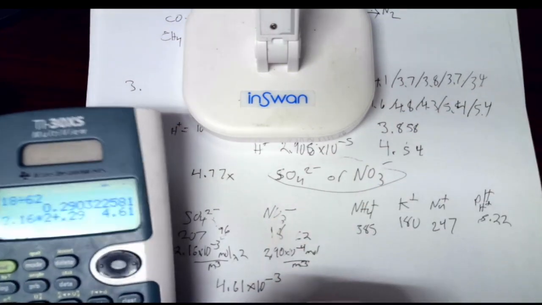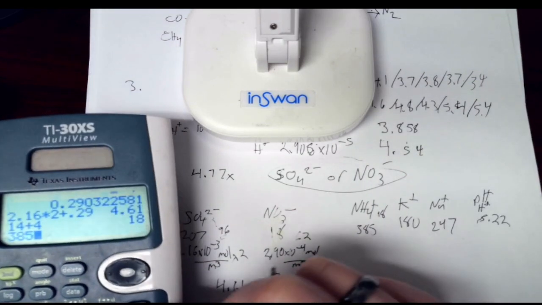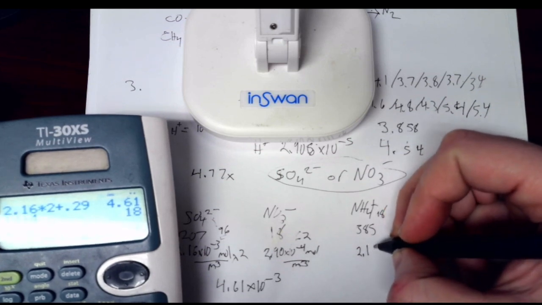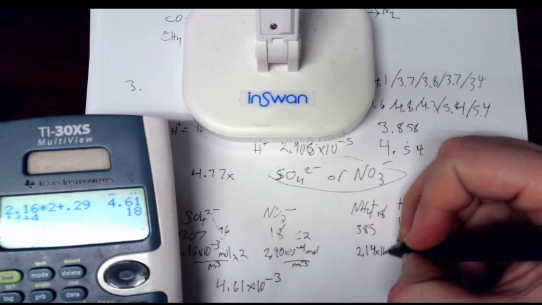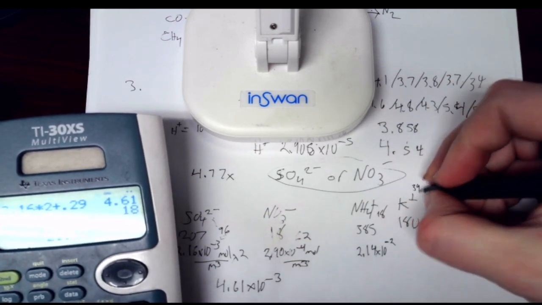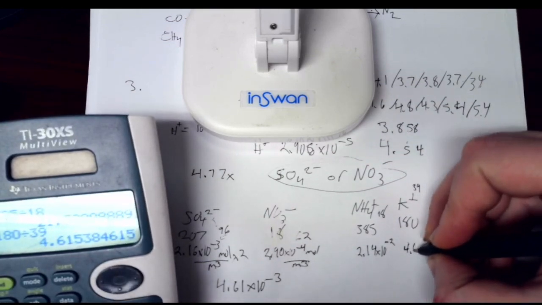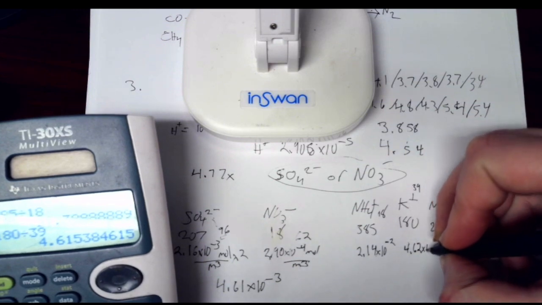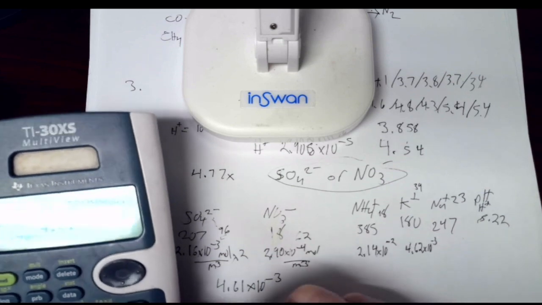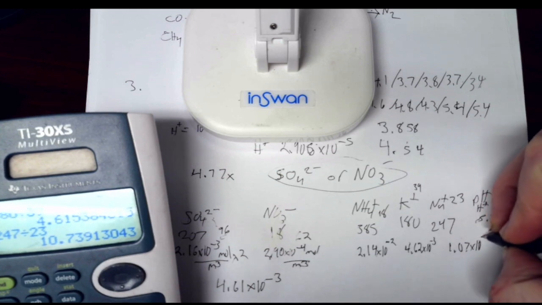Now, ammonia. 14 plus 4 is 18. 385 divided by 18. This is 2.14 times 10 to the negative second. Potassium is 39. 180 divided by 39 is going to be 4.62 times 10 to the negative third. Sodium at 23, 247 divided by 23. It's going to be something like 1.07 times 10 to the negative second.